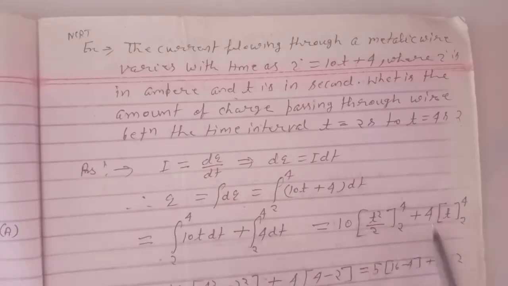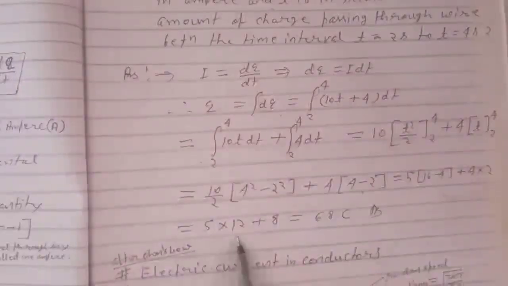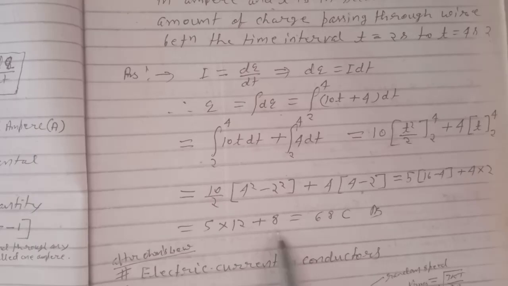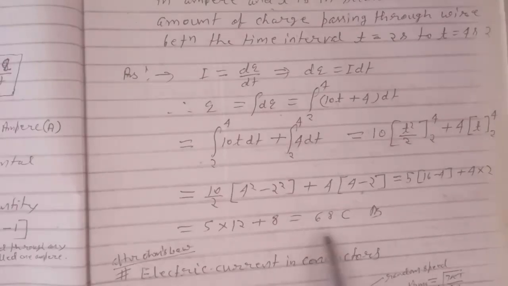the integral of t dt, which is t square by 2, from 2 to 4, and similarly 4 into t from 2 to 4. Solving this, 10 into t square by 2 gives 5 into (4 square minus 2 square), plus 4 into (4 minus 2), which is 5 into (16 minus 4) plus 4 into 2, equals 5 into 12 plus 8, equals 68 coulomb. So the charge flown in this time interval is 68 coulomb through any cross section of that conductor.